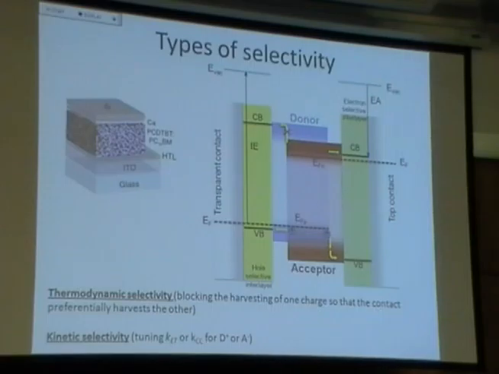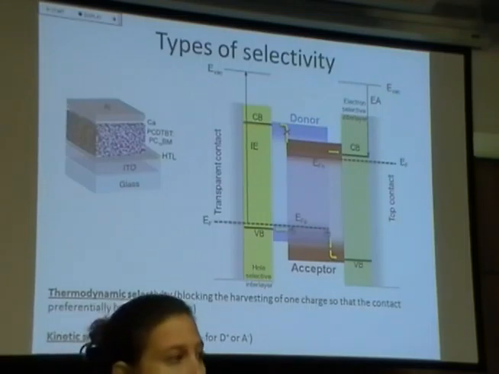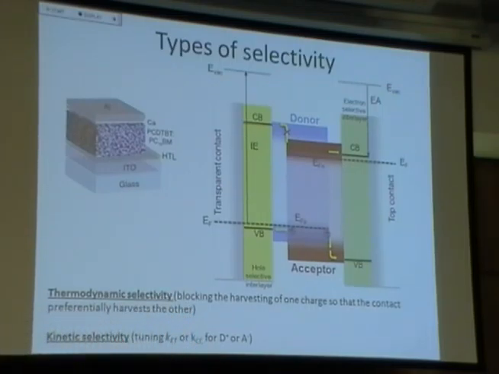Okay, so coming from a chemist, I'm going to back up and say I think there's two types of selectivity. I think there's a thermodynamic selectivity, and I think you can have a kinetic selectivity. So what do I mean between the two? Thermodynamically, I mean you're just going to block the pathway.